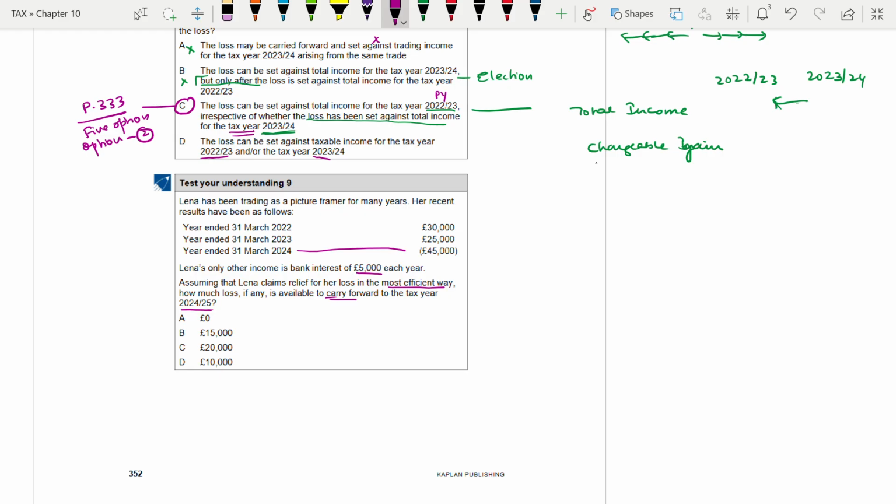How much is the loss? Loss is 45,000. This is the loss for 2023-24. And this is 2022-23.